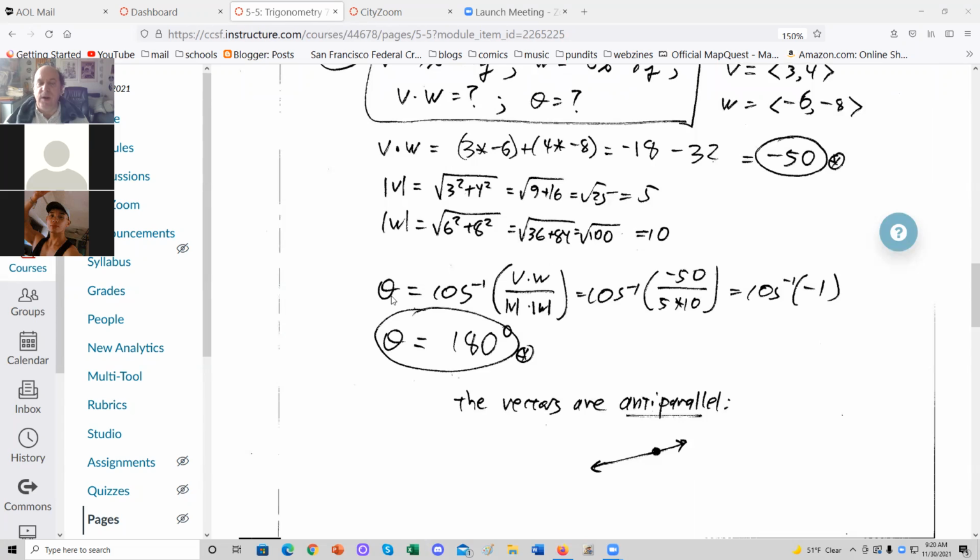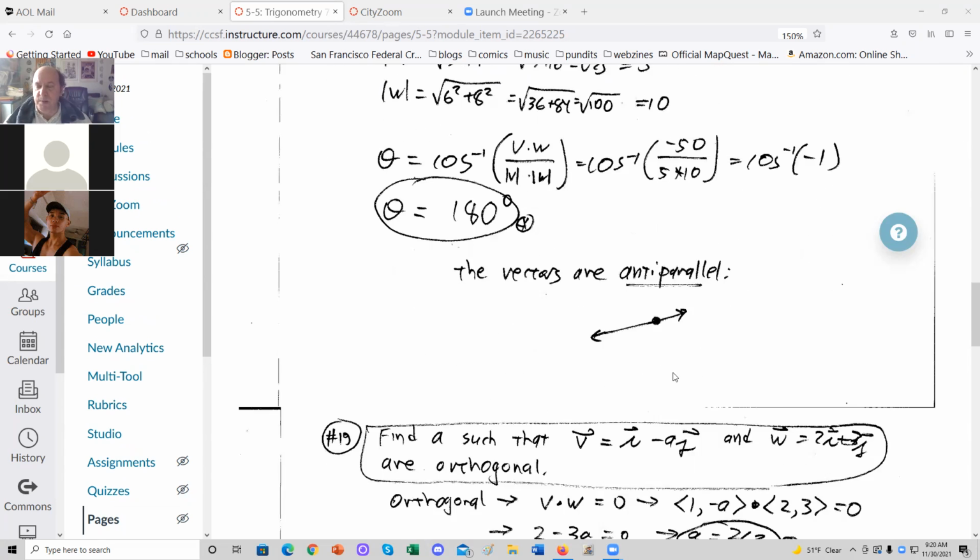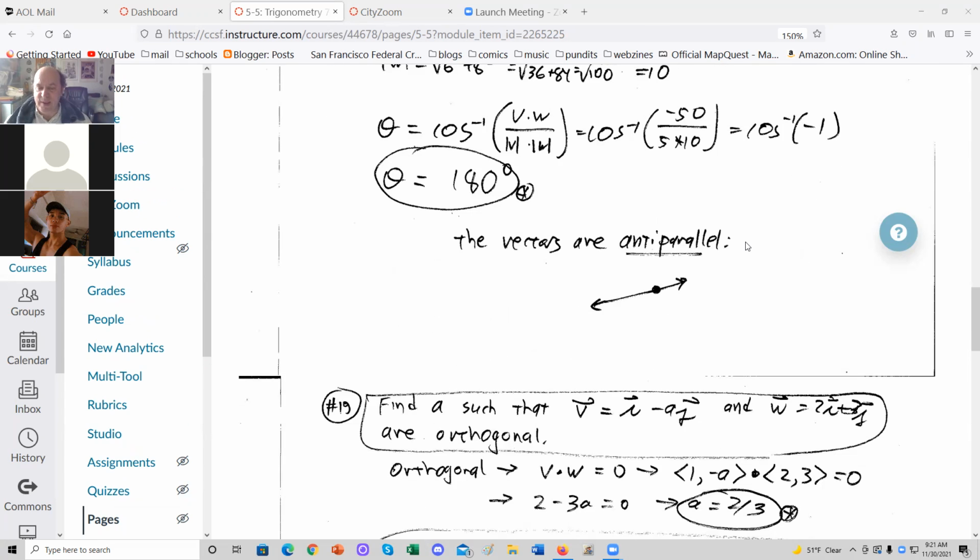Okay, so theta, the angle between the vectors, is the dot product over the product of the lengths. The dot product is negative 50, and the lengths are 5 and 10. So we get arc cosine of negative 50 over 5 times 10, which is arc cosine of negative 1, which is 180 degrees. They point in opposite directions, and this is known as being anti-parallel.